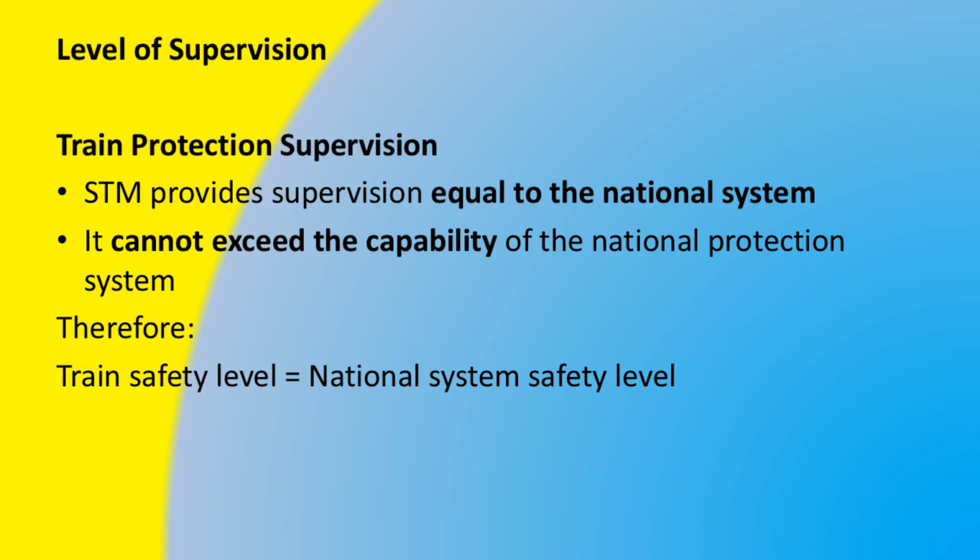Level of supervision. Another important point to remember is the level of supervision provided by STM. The STM system can only provide the same level of supervision as the national system. It cannot improve or exceed the safety capability of the underlying system. For example, if the national system provides basic speed supervision, STM will provide the same level of protection but not more. Therefore, the safety level during STM operation is equivalent to the national train protection system.